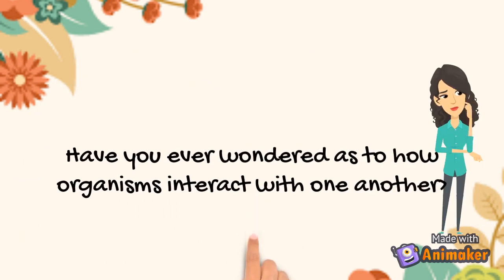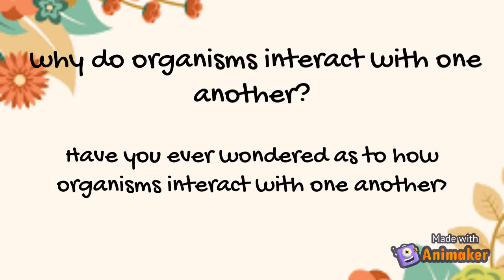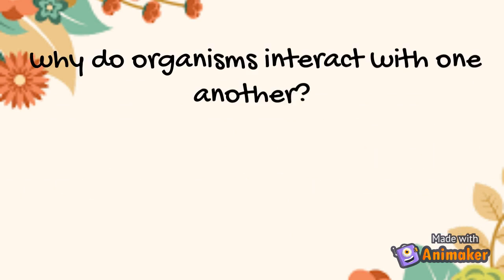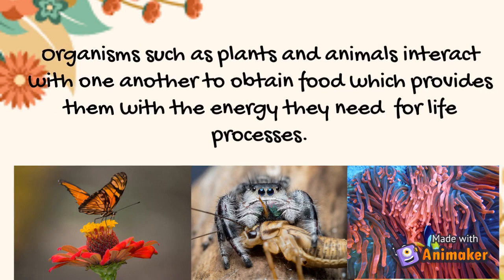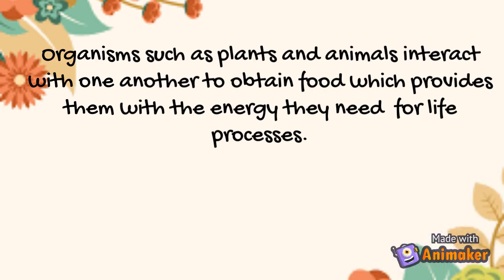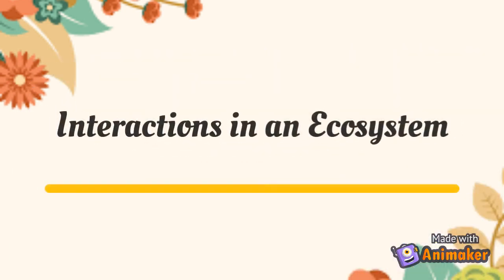Have you ever wondered as to how organisms interact with one another? Why do organisms interact with one another? Organisms such as plants and animals interact with one another to obtain food, which provides them with the energy they need for life processes. The following are the different ecological relationships found in an ecosystem.